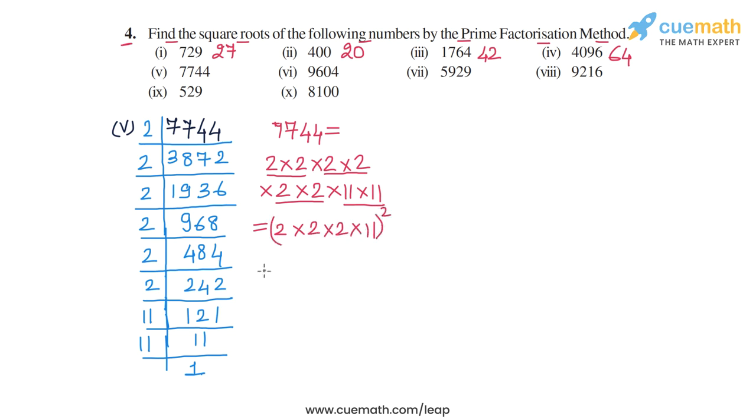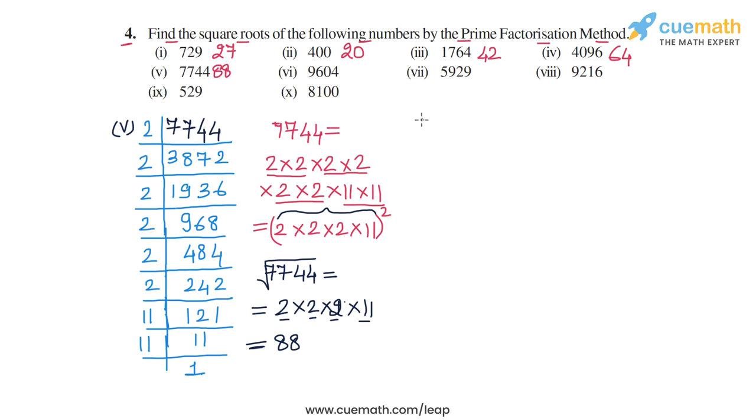And this means that the square root of 7744 will be the term inside the bracket, and this is equal to 2 into 2 into 2 into 11, and how much is this equal to? 2 into 2 is 4, 4 into 2 is 8, 8 into 11 is 88. So the square root of 7744 is 88. That's the answer for part 5.